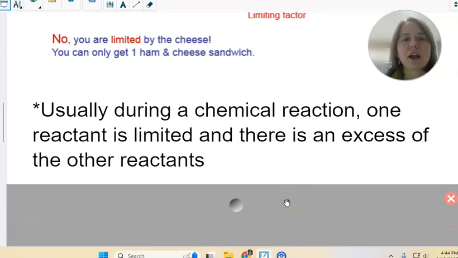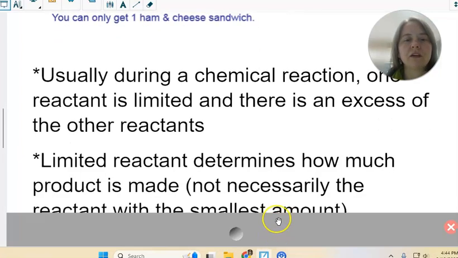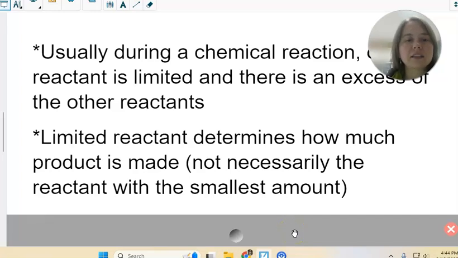Usually during a chemical reaction, one of the reactants is limited and there's extra, or in excess, of the other reactants. So the limiting reactant determines how much product is made. And it's not necessarily the reactant with the smallest amount. Just because of coefficients and moles and molar masses, elements have different molar masses, so it's not always the one with the smallest amount.